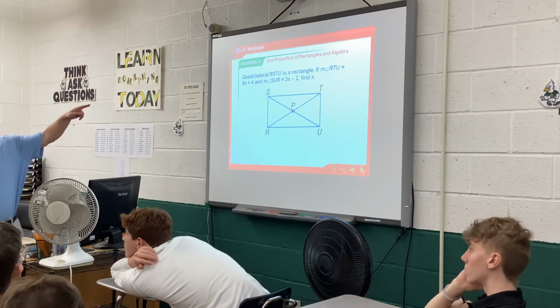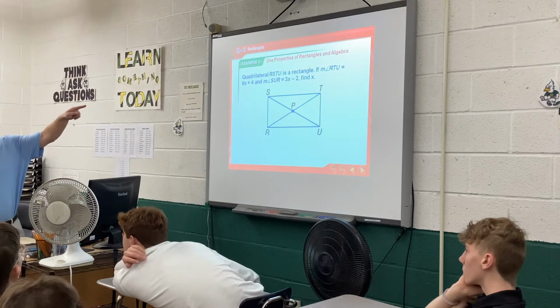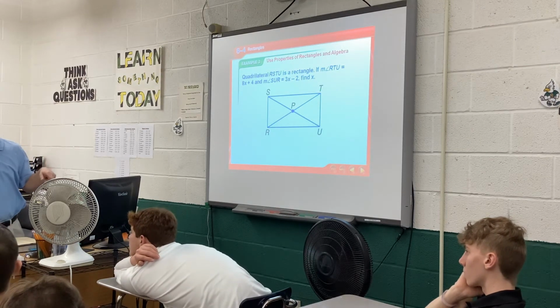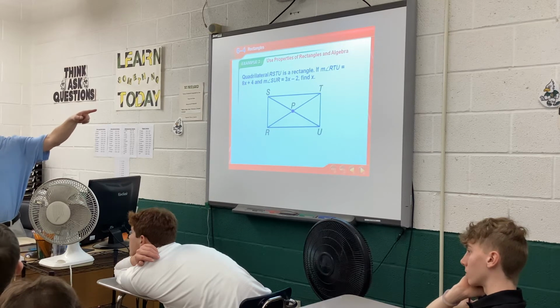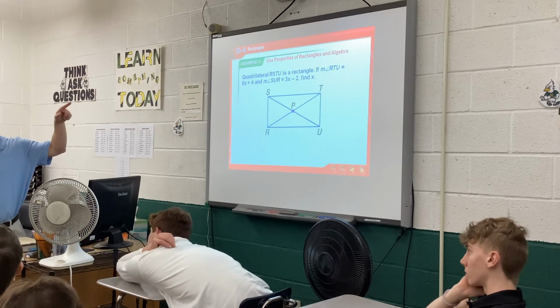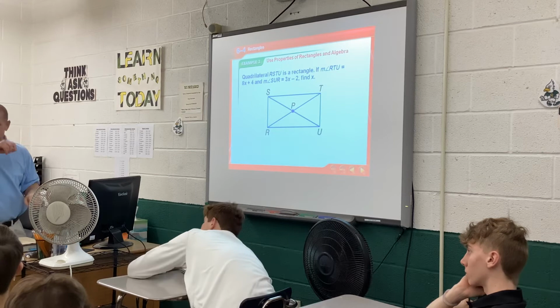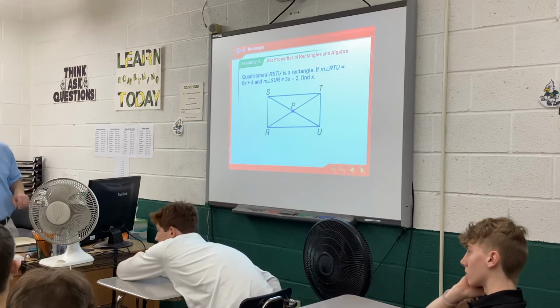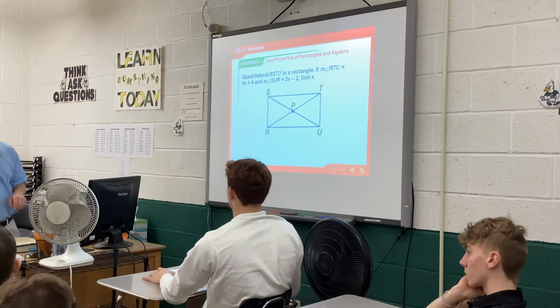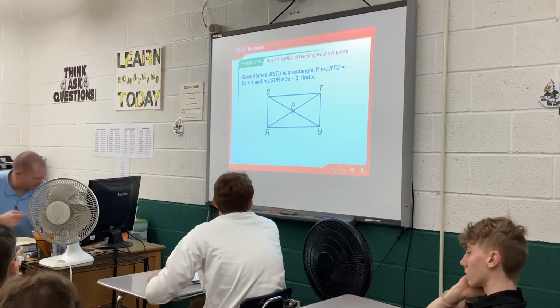Okay, so I'm going to take 8x plus 4 plus 3x minus 2 is equal to 90 and solve for x. Now again, this one only says find x. If it says find a certain angle, then I have to take that x and put it into one of those quantities. So make sure you answer the question. Need to see the math. Okay with that?